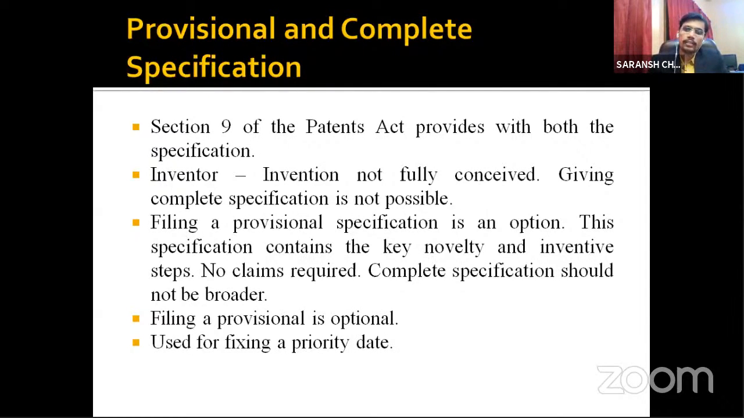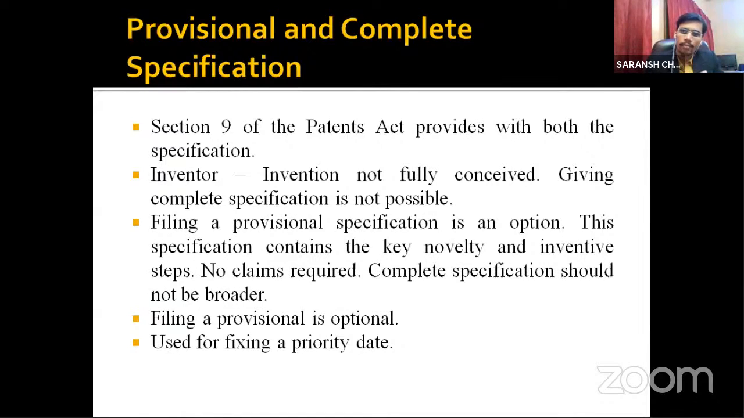What a provisional specification gives you is this: let's say I thought about an invention on 1st January, and I decided to file a provisional specification. So on 1st February, I file a provisional specification. Coming back to the priority date, your priority date will be 1st February. Let's say another person comes up with the same idea in June, even with a complete specification. Still, you can claim that your priority date is 1st February, so you can claim precedence over your invention. That is the importance of provisional specification.